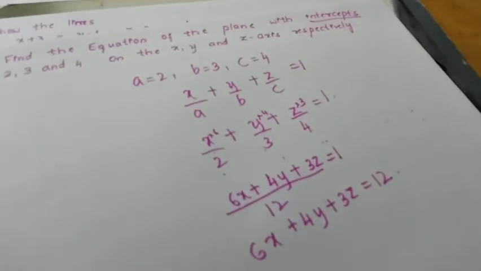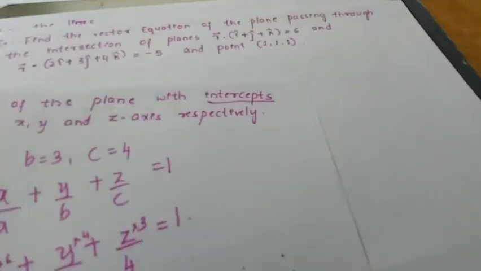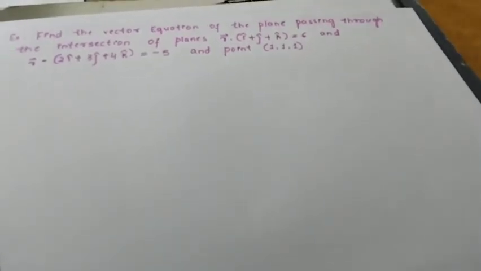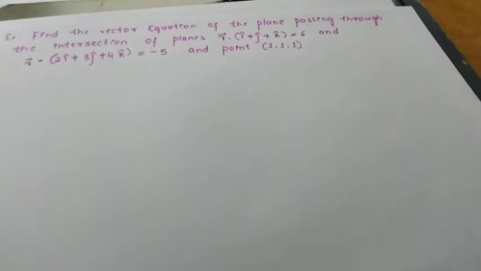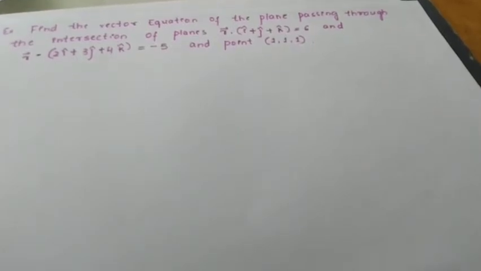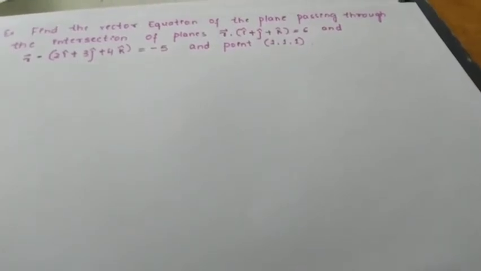Okay, so I'll move to the next example. Next 3 examples are remaining. Find the vector equation of the plane passing through the intersection of 2 planes r dot (i plus j plus k) is equal to 6 and r dot (2i plus 3j plus 4k) is equal to minus 5, through the point (1, 1, 1).